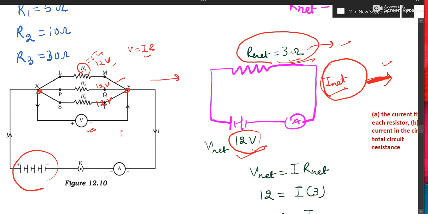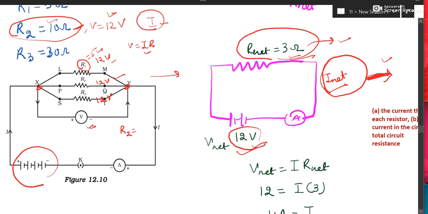Suppose not understood, then come to R2. What is the value of R2? You can see it is 10 ohm. And what is the voltage? You have written already 12. So, V is there, R is there. You can find out I using Ohm's law. That will be the current through the middle one. And similarly, the lower one you can do.